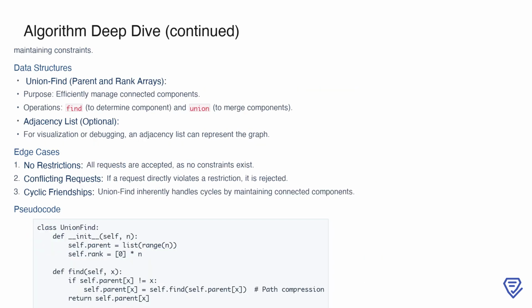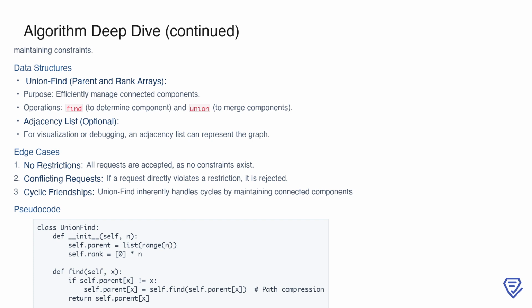The union find data structure is the backbone of our solution, with the parent and rank arrays enabling efficient management of connected components. While the adjacency list is not strictly necessary, it can be used for visualization or debugging purposes to represent the graph more explicitly.